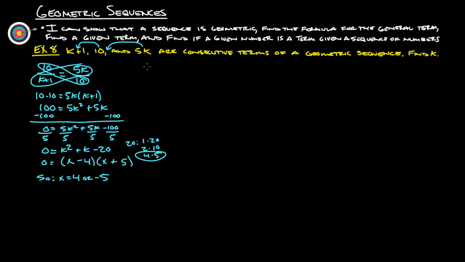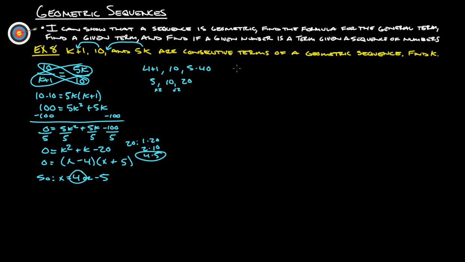So if we plugged in 4, that's 4 plus 1, 10, and 5 times 4. So that's 5, 10, and 20. We're multiplying by 2 here. 5 times 2 is 10. 10 times 2 is 20. So 4 works for sure.